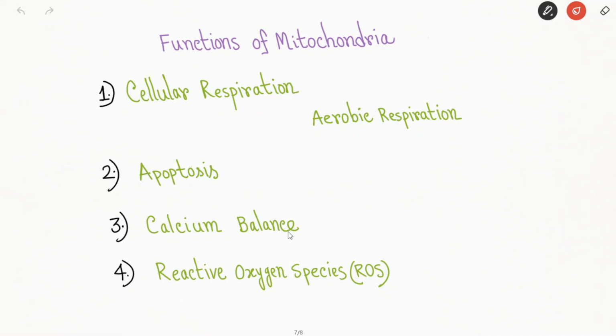And the third function is calcium balance. Mitochondria can store calcium inside the mitochondria, and if calcium is required for a biochemical reaction, it can supply calcium through release of calcium from inside the mitochondria, and that's how it maintains the calcium balance.